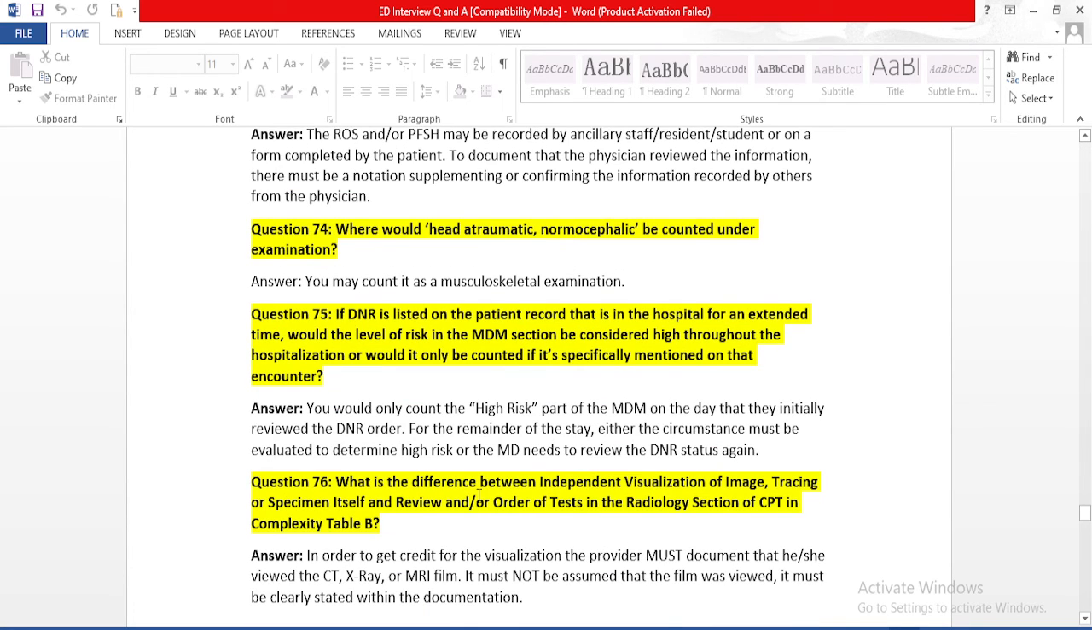Next question. So how do you classify head traumatic, atraumatic, normocephalic? Usually this comes under the musculoskeletal examination.